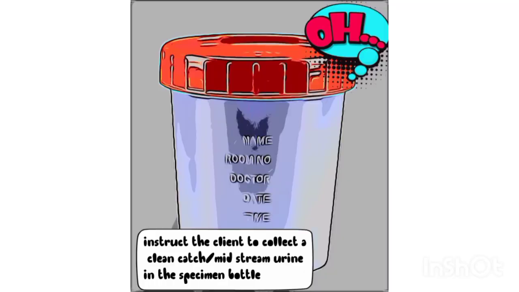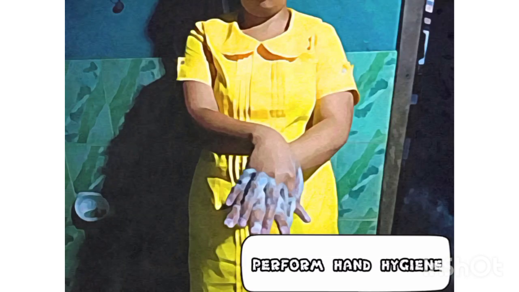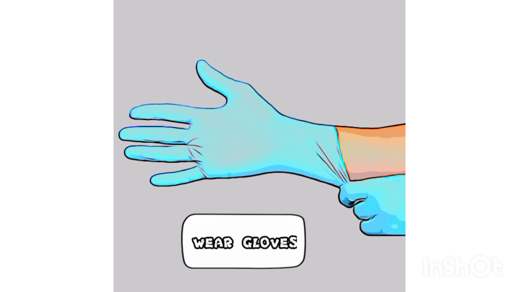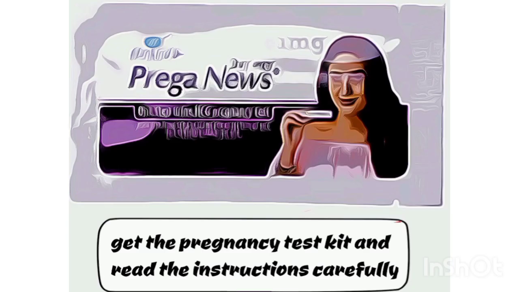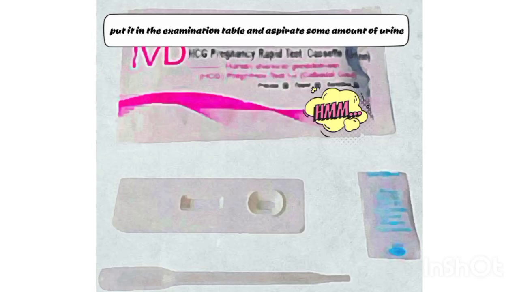Then instruct the client to collect a clean-catch midstream urine in the specimen bottle. Secure the specimen bottle collected, and after that perform hand hygiene. Wear gloves. Get the pregnancy test kit and read the instructions carefully. The next procedure is put it on the examination table and aspirate some amount of urine.